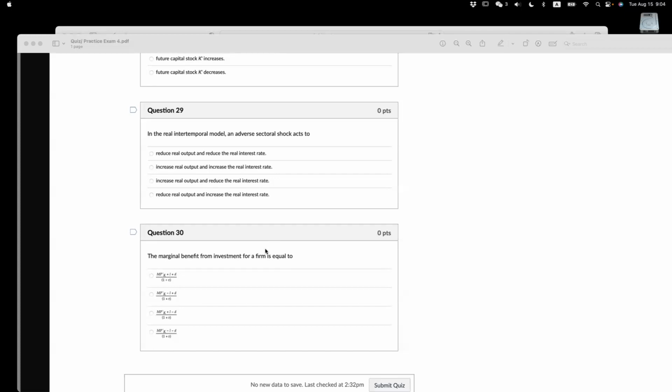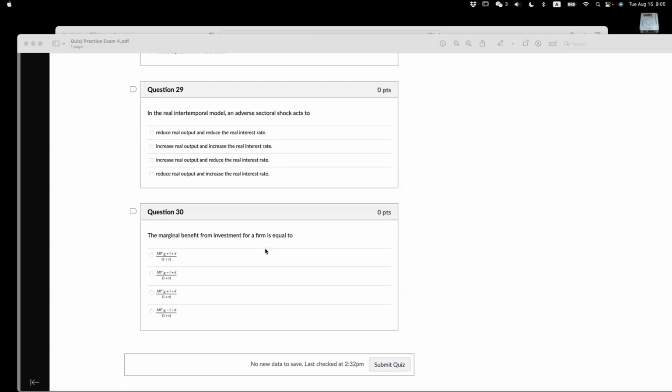Okay? So finally, the last one, the marginal benefit from investment for a firm is equal to, the correct answer is C. It's here. Right? So how do we understand that? You invest 1 unit, and then this 1 unit becomes capital in the future. So this 1 unit of capital in the future is going to give you the marginal productivity of capital. So this is the first term. But then you have 1 minus D. 1 refers to the 1 unit of capital you have. Minus D just means the depreciation.